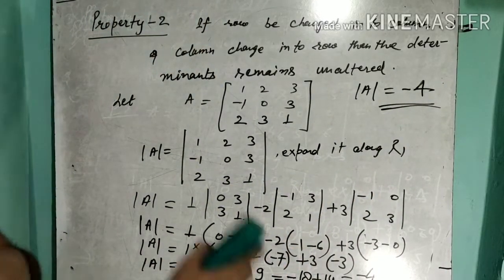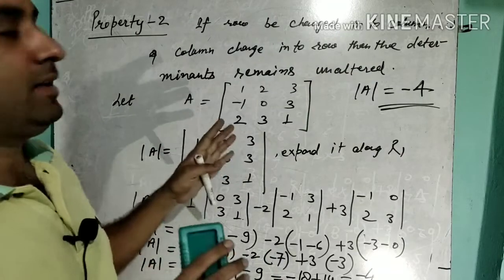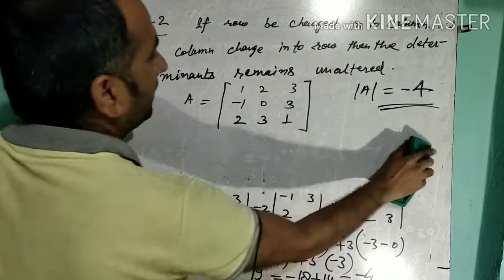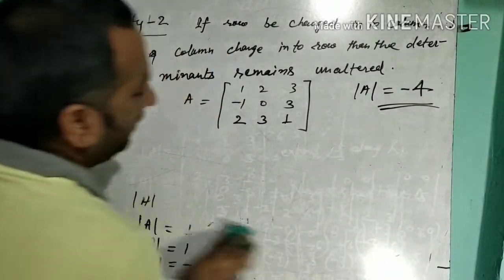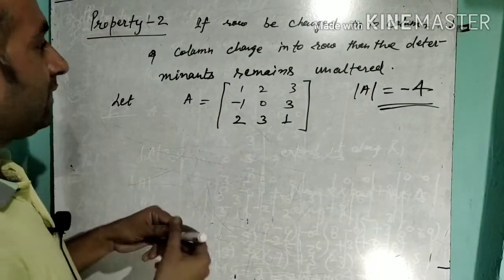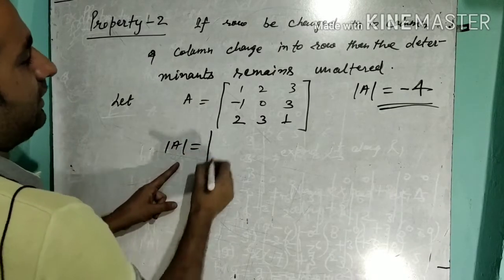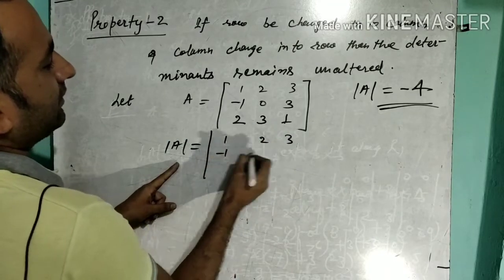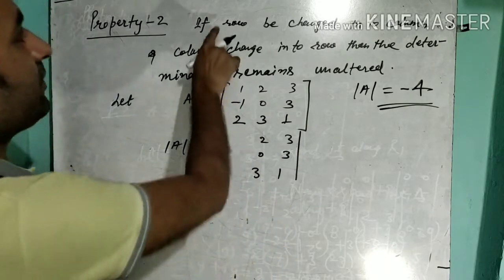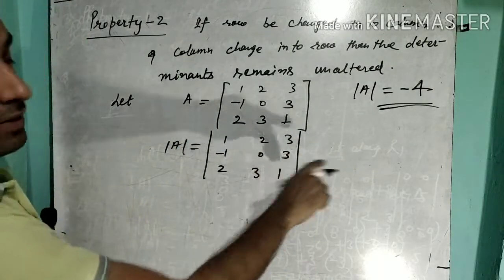Now actually, what is in our property? If row be changed into column. Here I have found the value without converting, and the value of this determinant is minus 4. So now if I convert, what is the determinant of A? If I write it this way, it is 1 2 3, minus 1 0 3, 2 3 1. So now students, after changing rows into columns or columns into rows, here row 1 2 3 is the element of the first row.